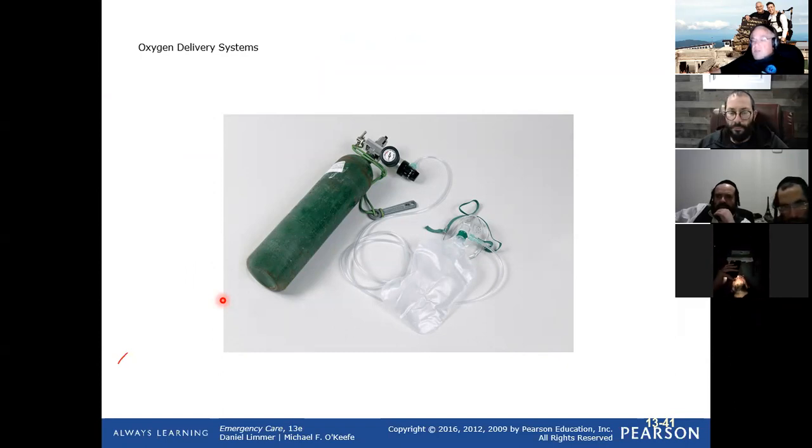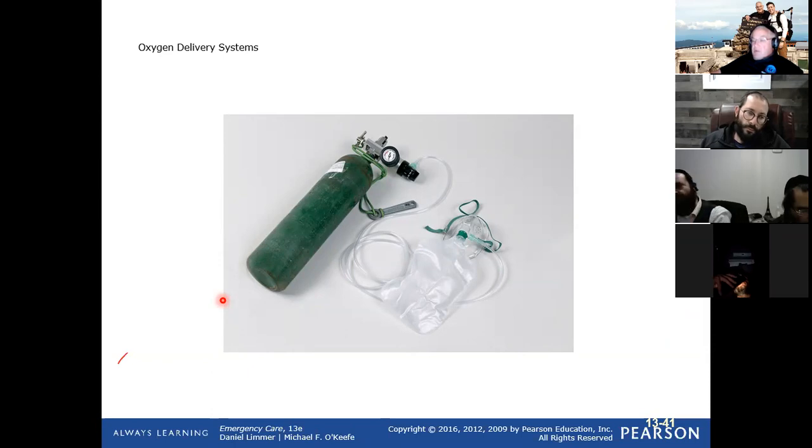Now we have our oxygen tanks. Again, oxygen in an oxygen tank is 100%. Room air is 21%. But the problem is that the oxygen in the tank has no moisture to it, and we're not designed as human beings to breathe air with no moisture in it. So that's one of the obstacles that we face. Now we can add humidity, but it doesn't work well on the portable tanks. It works better on the main tank in the ambulance, so we'll see that in a couple of minutes.